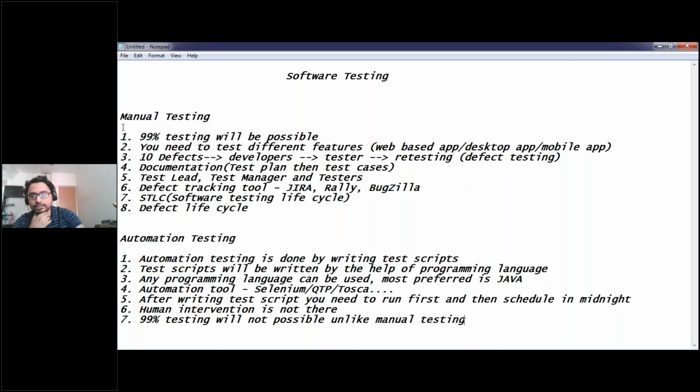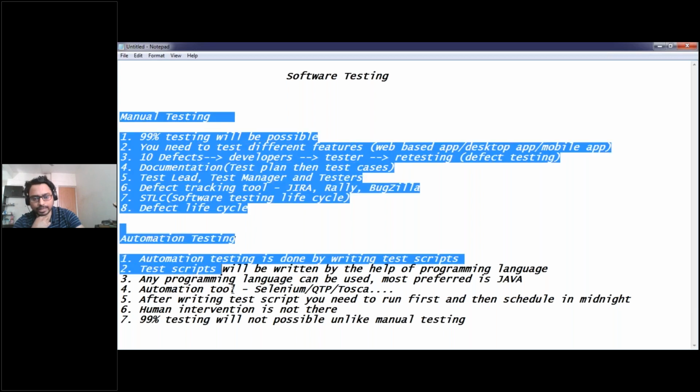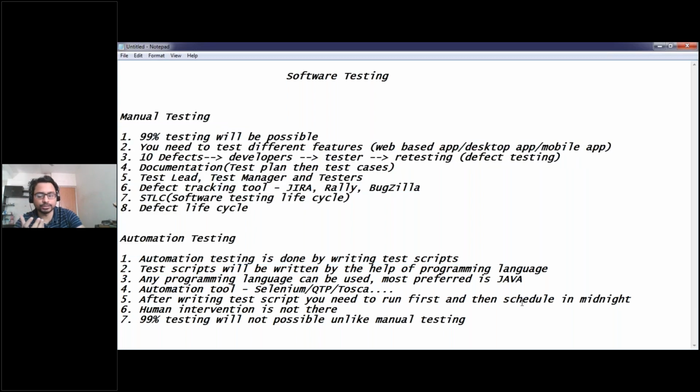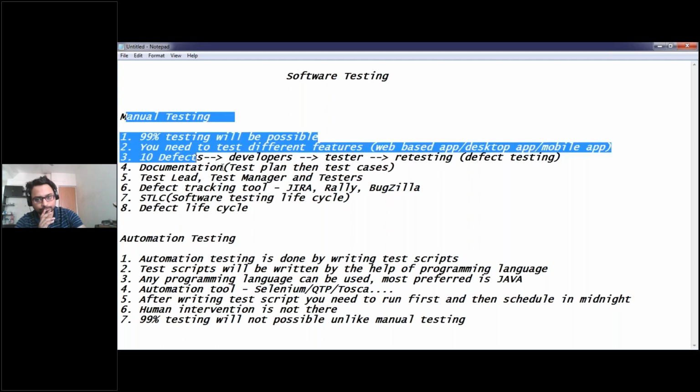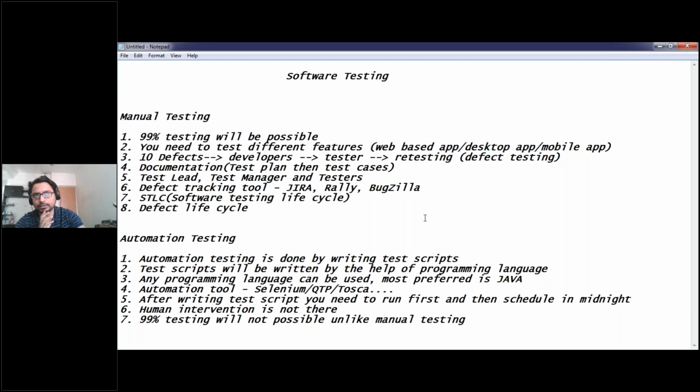Right, so these are the points you all should know, whether you are a fresher or an experienced person. They should know about the differences between manual testing and automation testing. They have their own importance. If you analyze it carefully, manual testing has its own role, and automation testing also has its own role. So if you have the concept of manual testing as well as automation testing, then you will have a good place in the IT company.